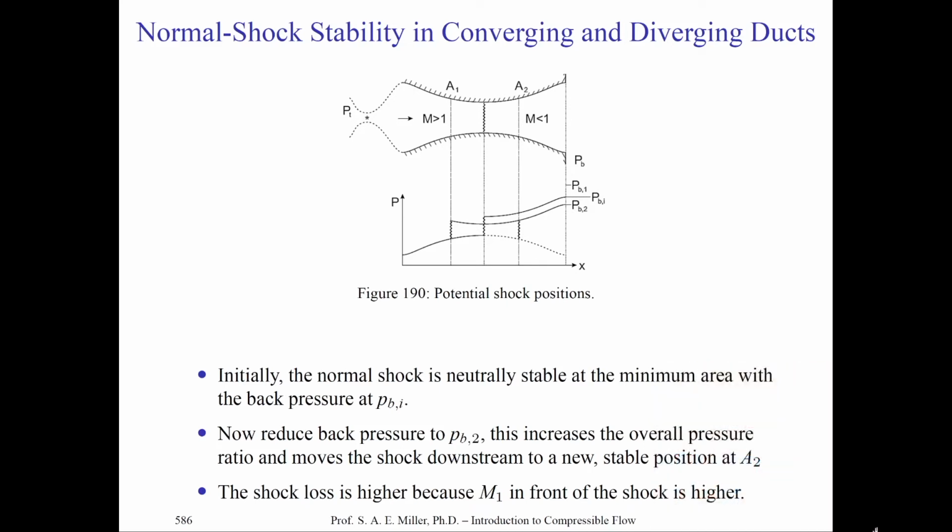So initially, the normal shock wave is neutrally stable at the minimum area with a back pressure of PB1, which means, of course, at the smallest area of the supersonic diffuser. Now, if we reduce the back pressure to PB2, what will happen? This will increase the overall pressure ratio of the whole facility, and the shock wave will move downstream to a new stable position at area 2, which would be good. The shock loss, unfortunately, would be higher because M1 in front of the shock will be higher.